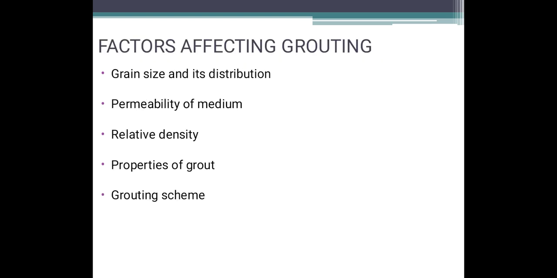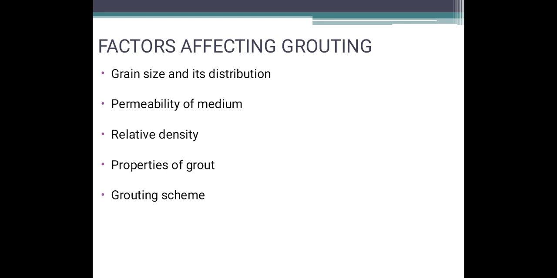Factors affecting grouting are grain size and its distribution, permeability of the medium, relative density, and properties of the grouting scheme. First one, grain size and its distribution. While you are injecting the grout, it should be sufficient to penetrate, so the grout should penetrate into the ground. So the grain size plays a very important role, that is the size of the particles and their distribution.